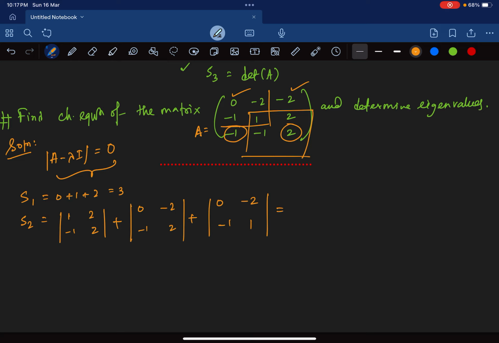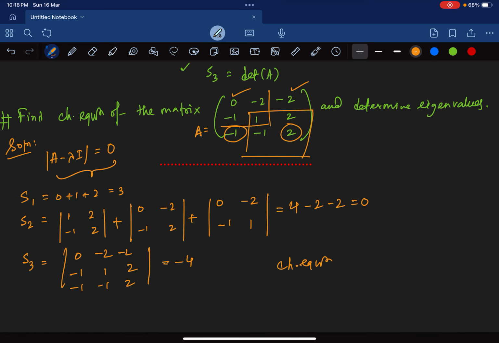These are the minors. So if you find it, the first part will give you 4, here you have -2, here again -2. So it is 0. So S3, if you find the determinant for the entire matrix (0, -2, -2; -1, 1, 2; -1, -1, 2), it would be -4.